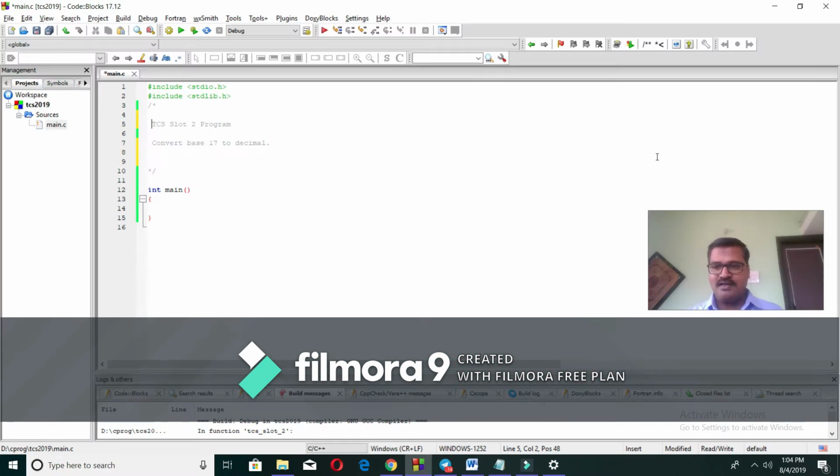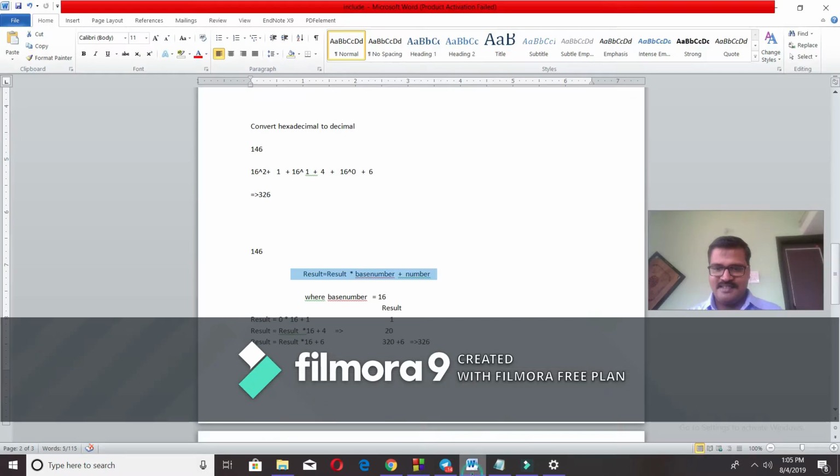Channel YR Kalshetty. So here today I'm going to discuss the TCS problem, the TCS slot 2 program. The problem was converting a base 17 number to decimal. Before going for that, let us see, I have designed my own formula for getting this.